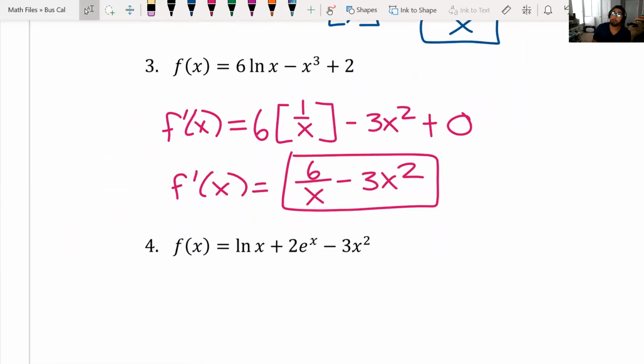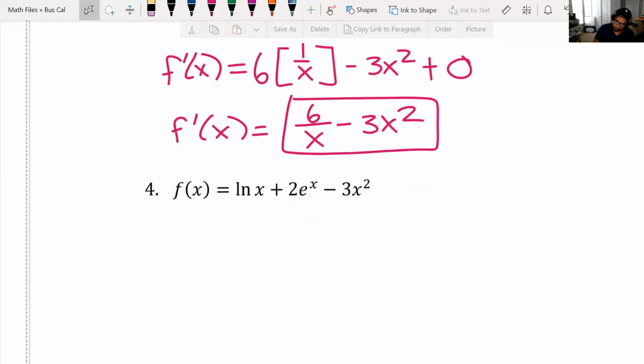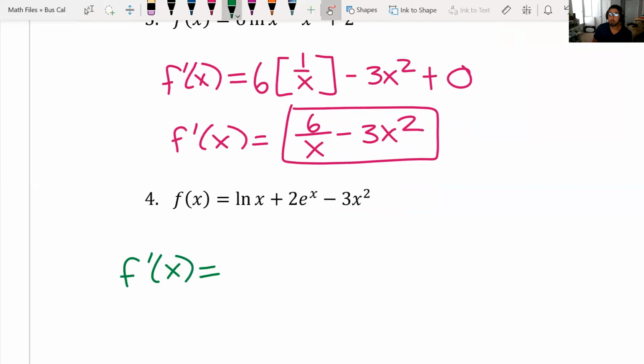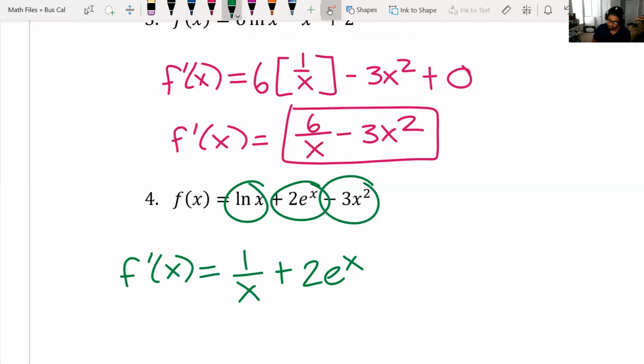All right, not bad. Number 4. F prime of x, the derivative, and once again, no rearranging needed. The natural log of x is in the perfect form to take the derivative of, which becomes 1 over x, plus derivative of 2 e to the x is just as it is. 2 e to the x, minus the derivative of 3x squared is 6x.